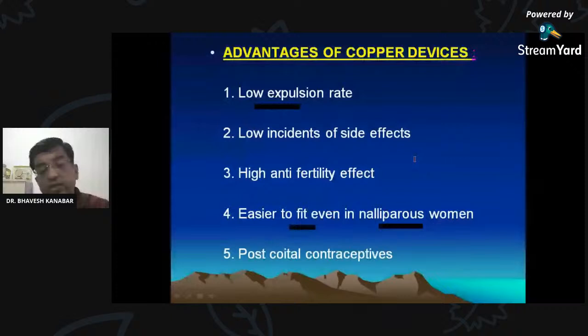Can you tell me what is ectopic pregnancy? Write down in the chat box, what is ectopic pregnancy? This copper containing device, as well as the second generation, previous generation devices, have chances of ectopic pregnancy. So what is ectopic pregnancy? Let me check the chat box.